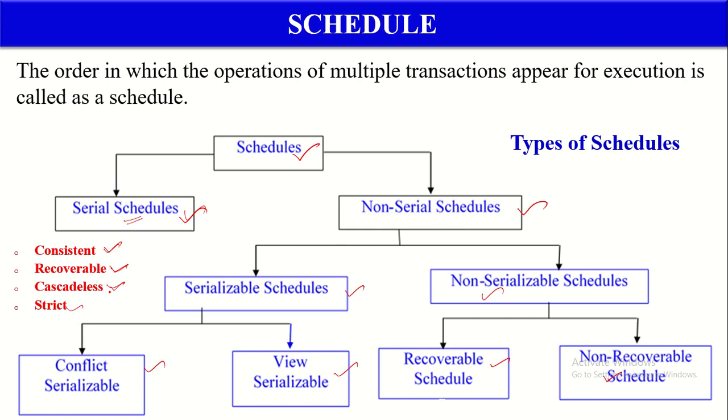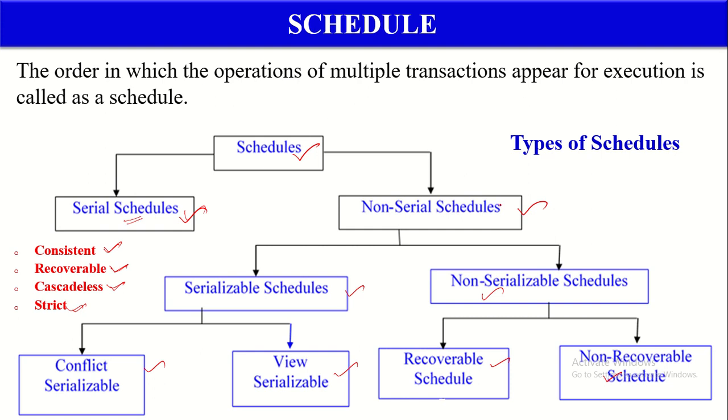The next property of serial schedule is cascadeless. It means that the rollback of a serial schedule never causes a dependent transaction to be rolled back. If any transaction is rolled back in a serial schedule, it alone is rolled back. Then the next property of serial schedule is strict schedule. It means that the serial schedule never permits any transaction to read or write a data item that was updated by an uncommitted transaction. So this type of schedule is known as a strict schedule. Serial schedules are always strict.